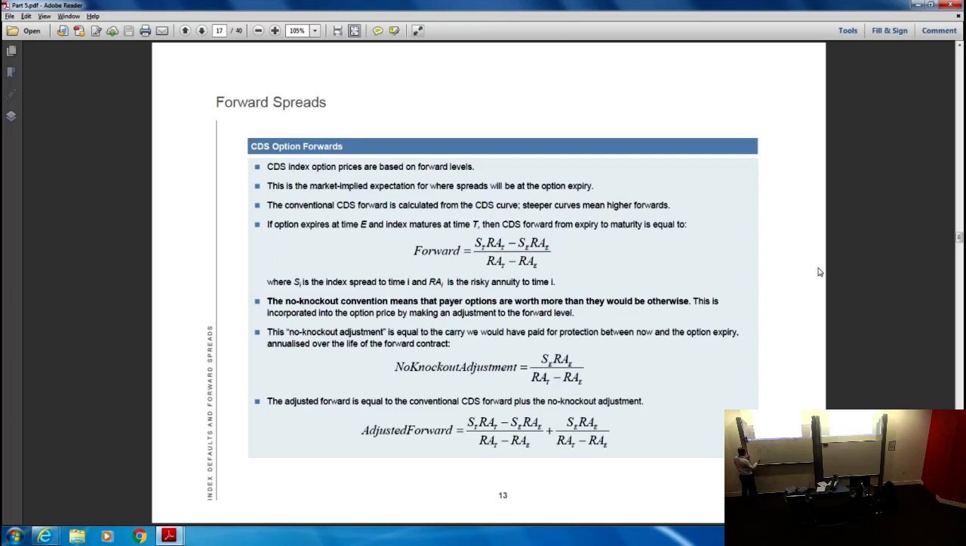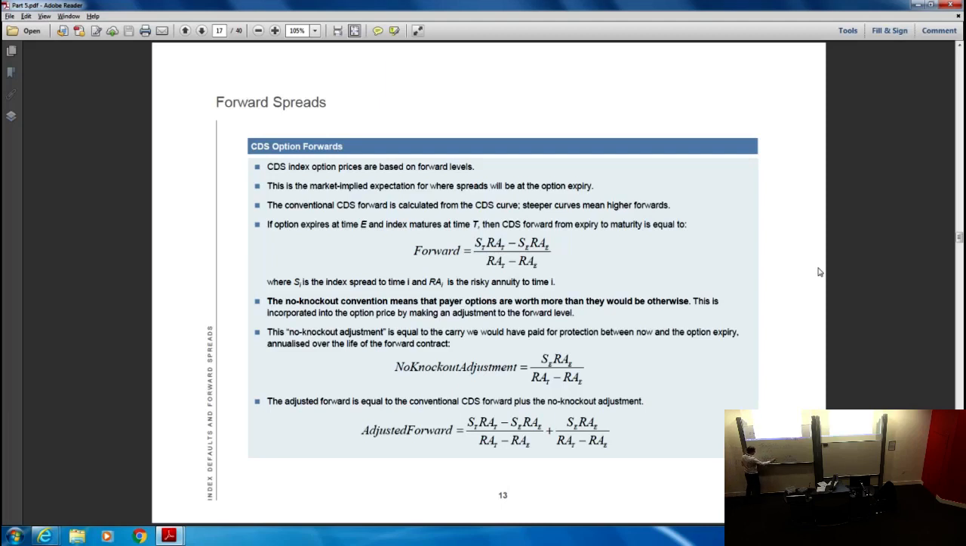We can then do a little bit of factoring and say that we're going to get S_T times the risky annuity T minus the risky annuity of the shorter one, divided by the risky annuity T minus the risky annuity of small t, plus the shorter spread times the risky annuity of the shorter one, divided by the risky annuity T minus the risky annuity of small t. Okay, so you just do a little bit of factorizing of that over there.